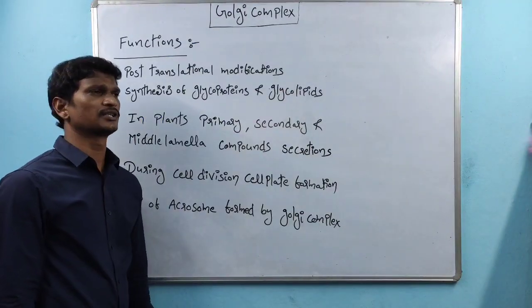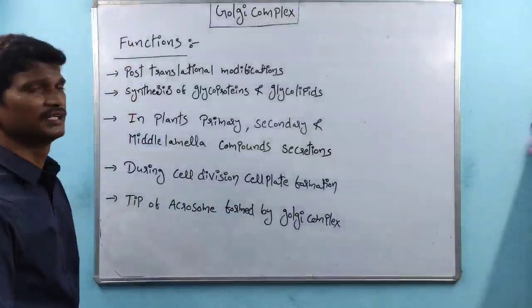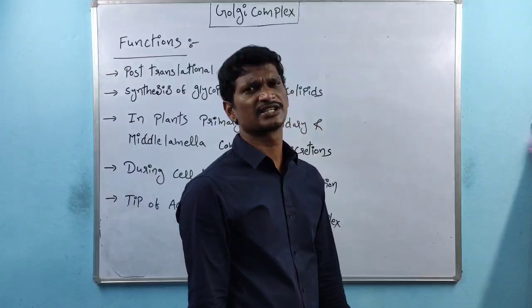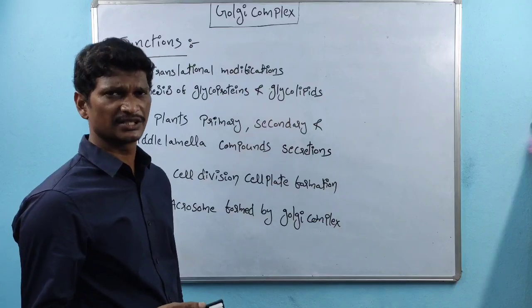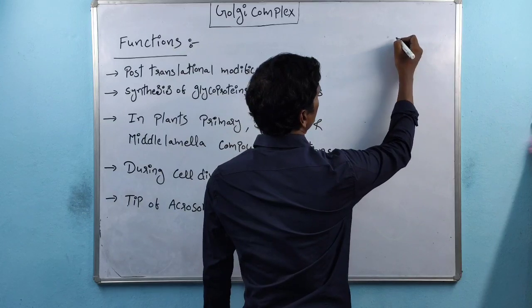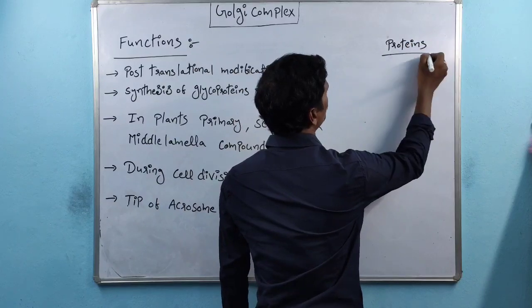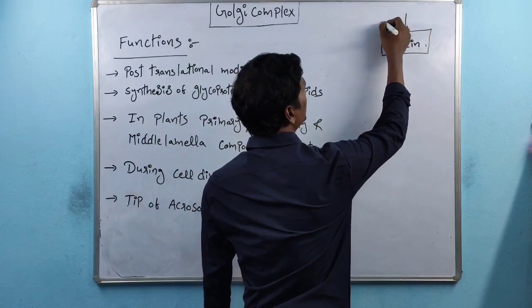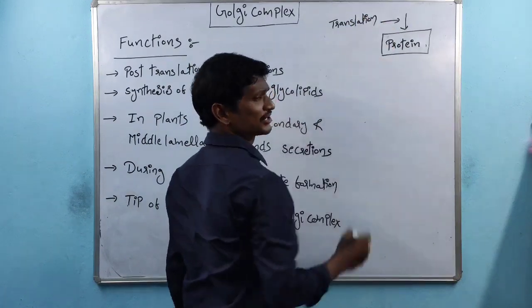Coming to the next one, functions of the Golgi complex. There are several types of functions performed by the Golgi complex. Remember, the major one is post-translational modifications. Post-translational modifications: we know the translation process. Translation is nothing but synthesis of proteins. Synthesis of proteins from RNA, that step is called translation.